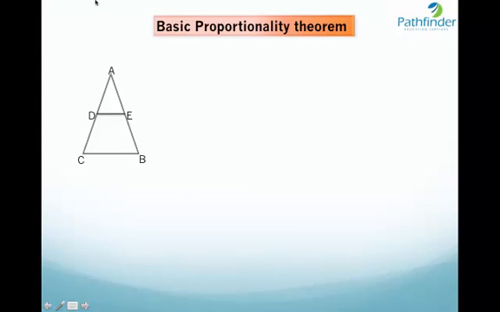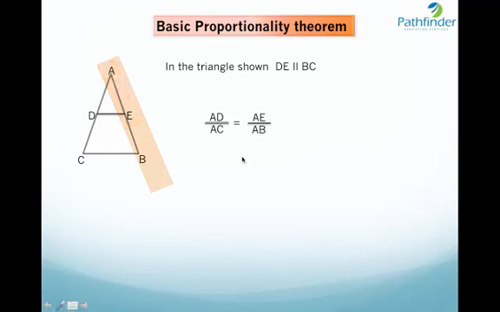This is known as the basic proportionality theorem. You see, we have ABC, which is a triangle, and in the triangle, this line DE is parallel to BC. So if DE is parallel to BC, then the basic proportionality theorem tells us two things. Number one, AD upon AC is equal to AE upon AB. This is the first result. And as a corollary of this particular result, we also have AD upon DC is equal to AE upon EB.